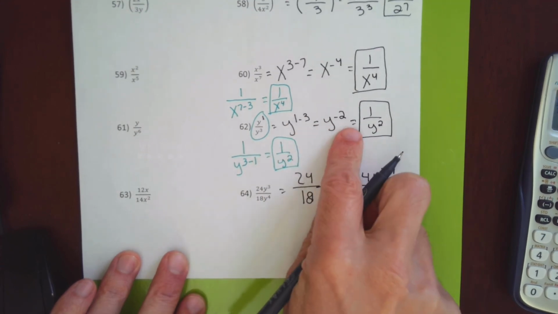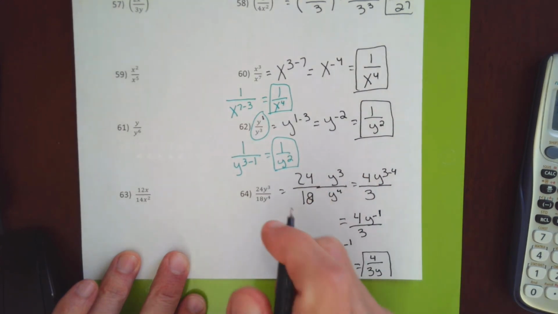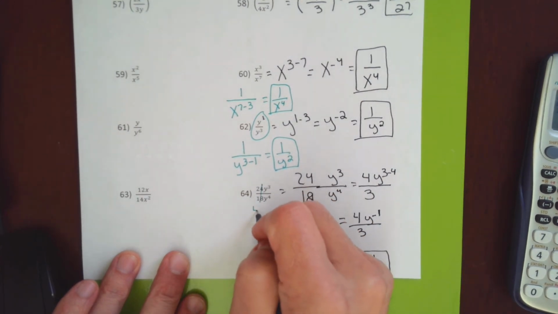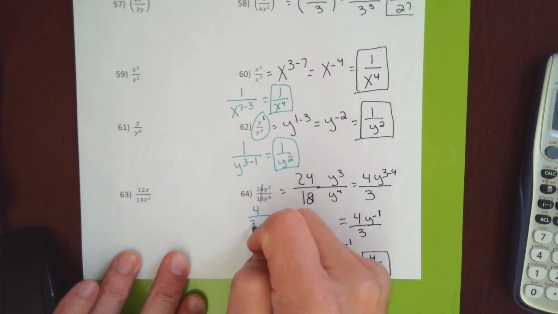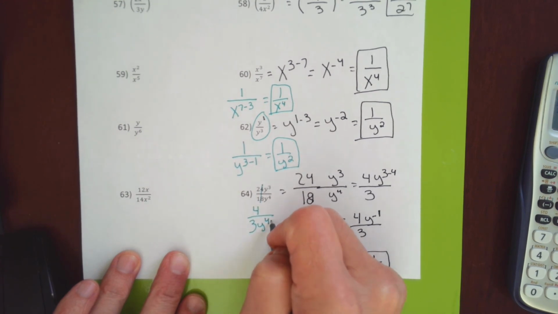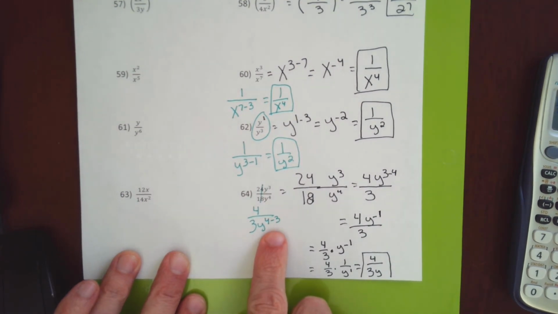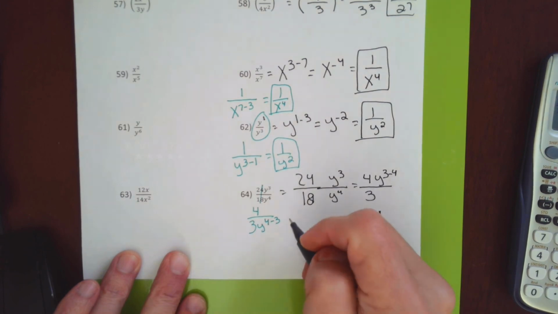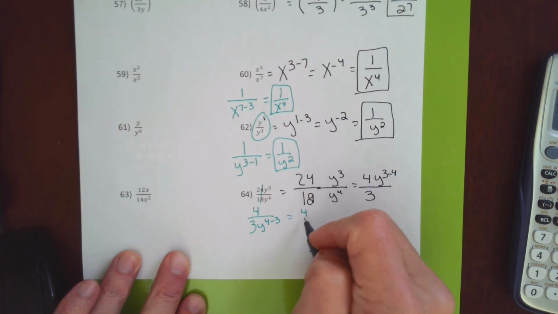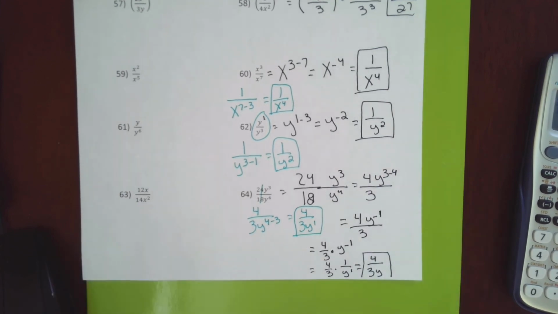This is the proper way to do it. This is the lazy shortcutting way to do it. In problem 64, if I was being lazy, I would still reduce this to 4/3. But for the y, I'd go, if the bigger exponent's in the denominator, I do big exponent minus small exponent, leave the letter in the denominator. And this is going to give me an exponent of 1 on the letter. And I don't need to write that exponent. That's the shortcut way to do these problems.